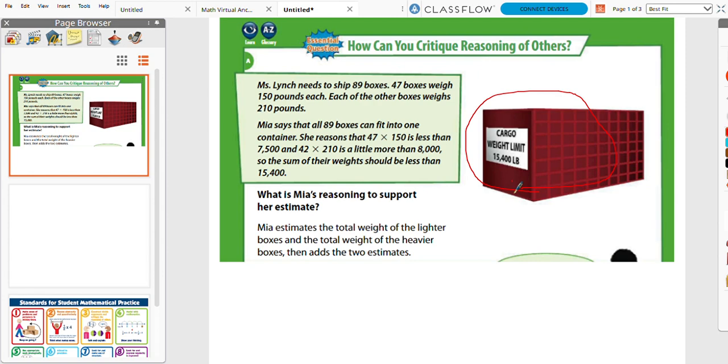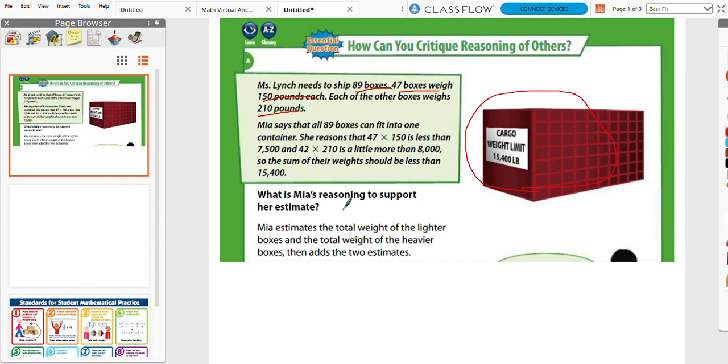So Mia's saying we can fit these 89 boxes, of which 47 weigh 150, and then the other leftover difference weighs 210 each. We don't really know how many of the others there are, so this looks like it's setting itself up to be a multi-step problem. Mia says that 89 boxes can fit into one container. She reasons, and this is her work right here, that 47 times 150 is less than 7,500, and 42 times 210 is a little more than 8,000. So the sum of the weights of the two sets of boxes would be less than 15,400, because she added up 8,000 and 7,500, which gives you 14,500? So she's saying they will fit.